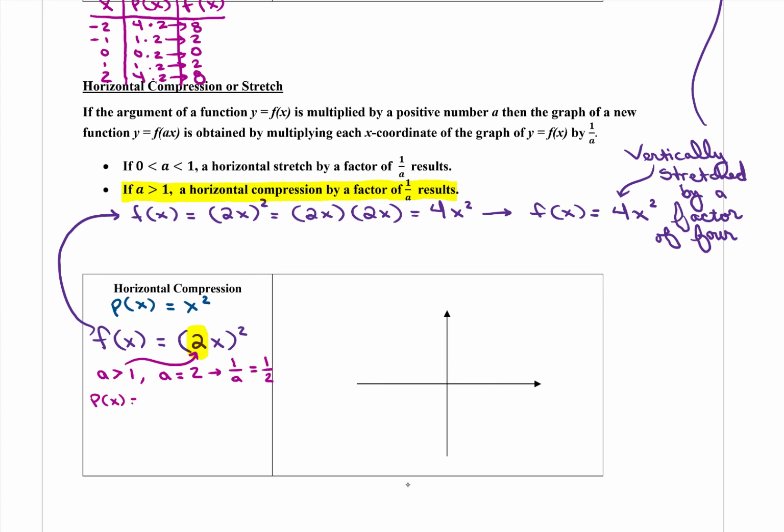So let's go ahead and write that out so that it makes more sense to us. Remember, the more times you write something out, the more times you say it out loud, the easier it's going to get for us and the more it's going to make sense. P of x is equal to x squared will be horizontally compressed by a factor of 1/2.